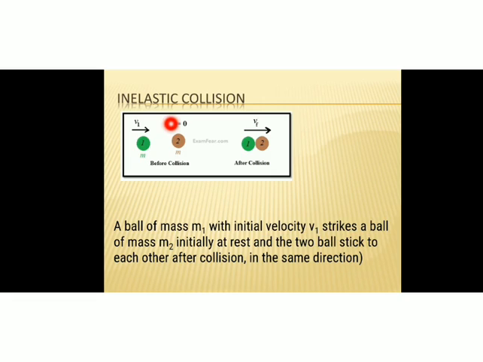Here you can see the first object moves with a velocity v1 and collides with the second object, which is initially at rest. After collision, both first and second objects stick to each other and they begin to move in the same direction. Okay, so the combined objects, that means 1 and 2, begin to move in the same direction, that means move together along the same straight line.